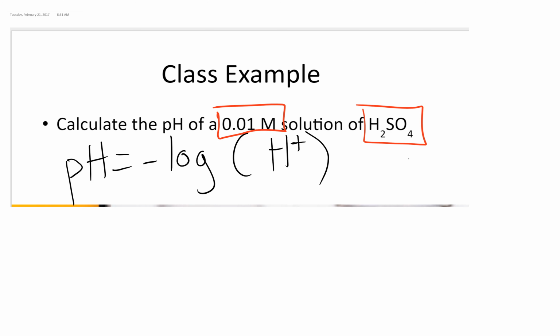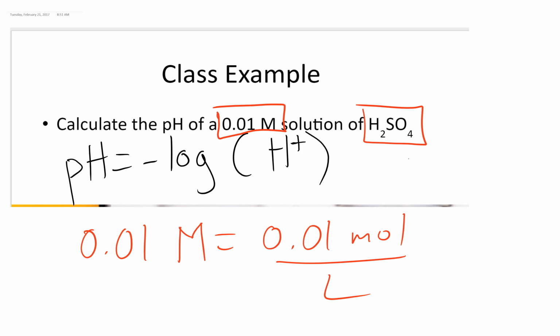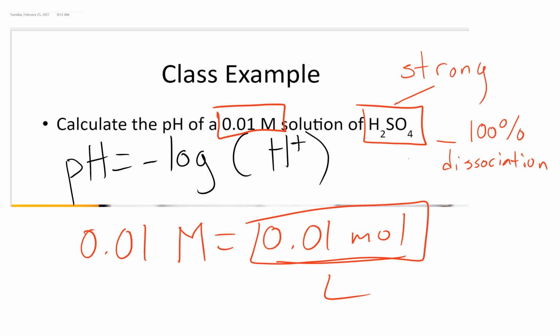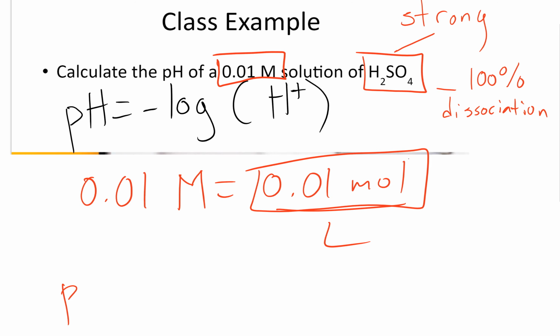Do you remember that from last unit? 0.01 molar equals 0.01 moles per liter, which is basically saying how many particles for how much water. Now, is H2SO4, sulfuric acid, a strong or weak acid? Very strong, which means 100% of the H2SO4 molecules dissociate into ions in solution. So however many moles we have, that's how many ions are going to be in the water. So pH is equal to negative log of 0.01.